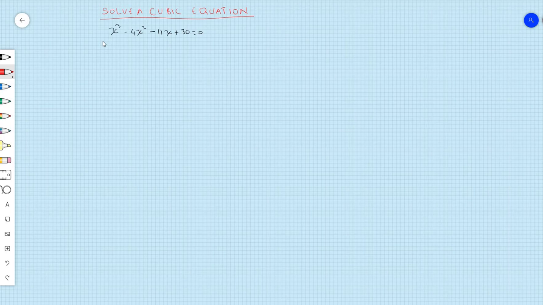Now, the first step to approaching this, there are multiple ways, but the way I do it is pretty simple and straightforward. First step, you want to find the factors of this last number here. And that will be what? Factors of 30: it's 1, 2, 3, 5, 10, 15, and 30 itself, right? So you want to find the factors of that number.